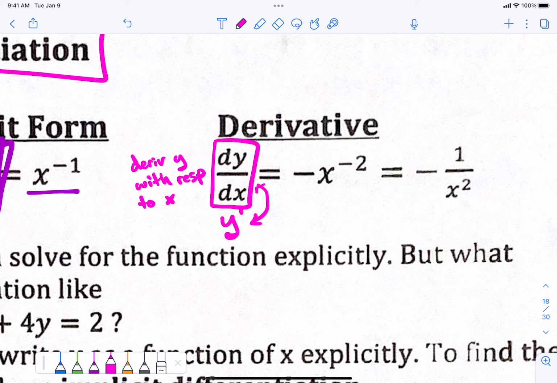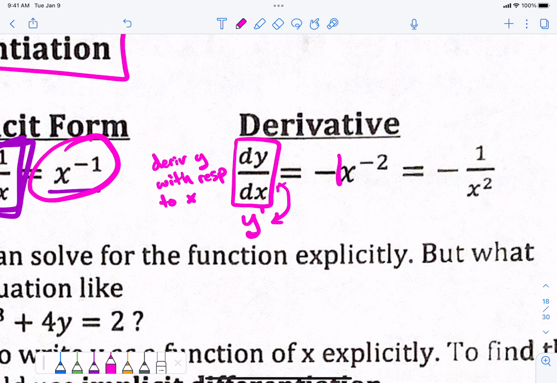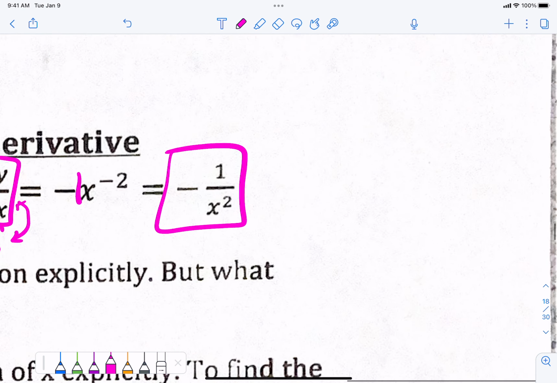Okay, so when they did that, the derivative of x to the negative 1 power, you move the negative 1 down in front, subtract 1 from the exponent, and this is what your derivative is. So our final answer would be that dy dx equals negative 1 over x squared, right?